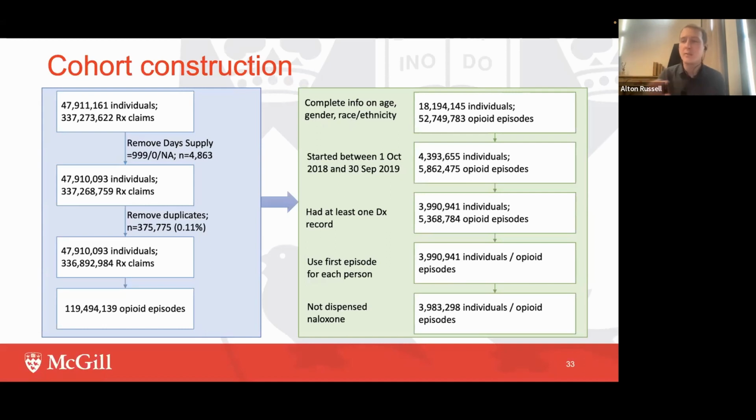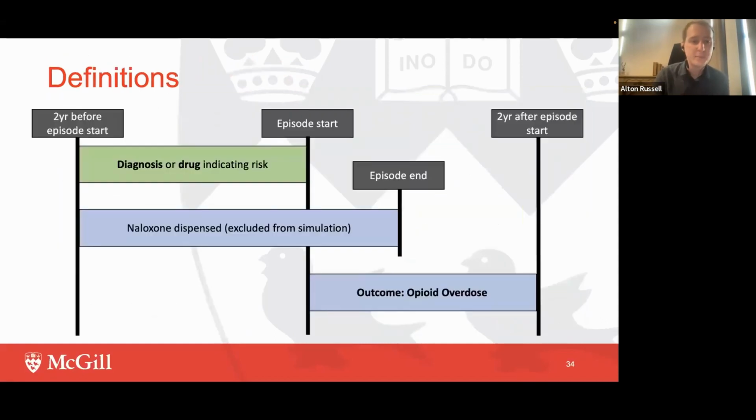So in the cohort analysis, we looked at the rate of naloxone co-dispensing, but for the cost effectiveness, we were trying to estimate the cost effectiveness of giving naloxone to people who did not have it in the base case, or like in the actual data. So for some definitions for the diagnosis or drug-based risk indicators, we considered them if they'd started in the 2-year period before the start of the episode.